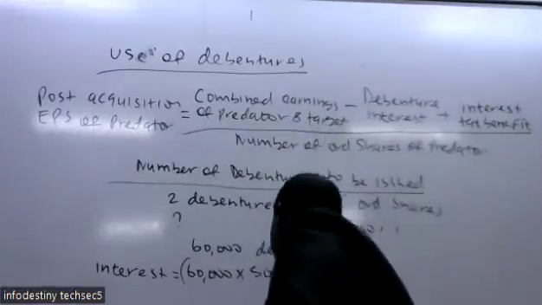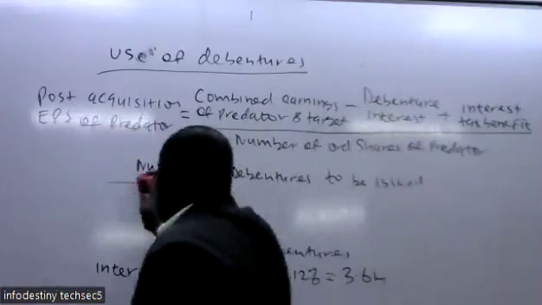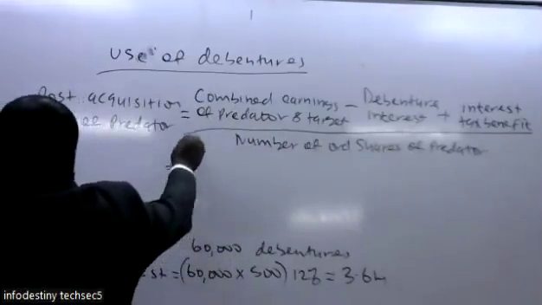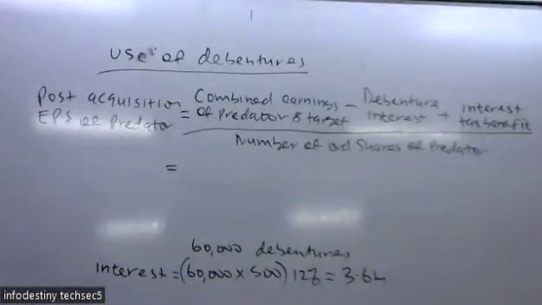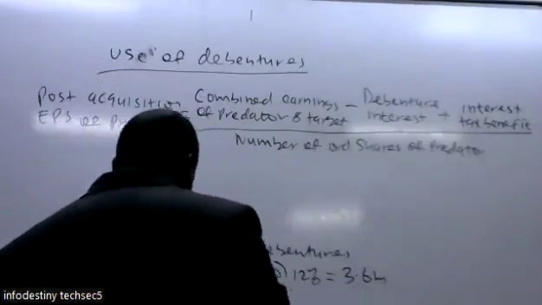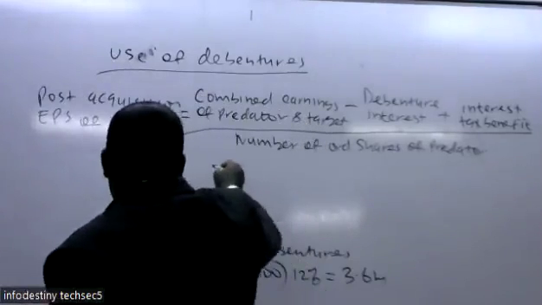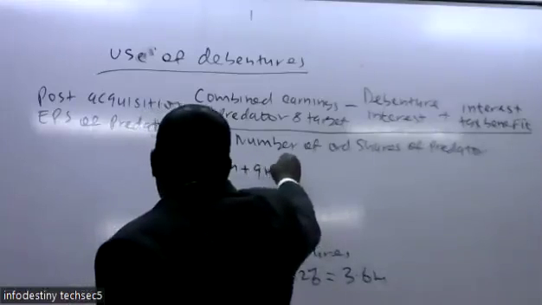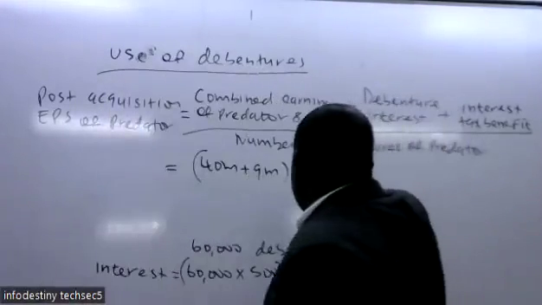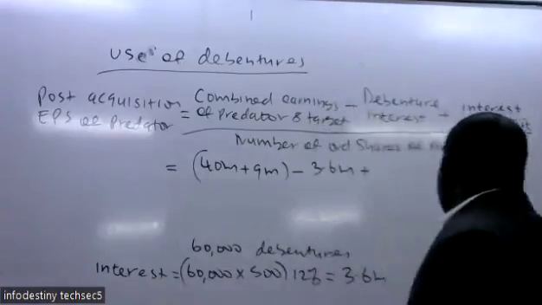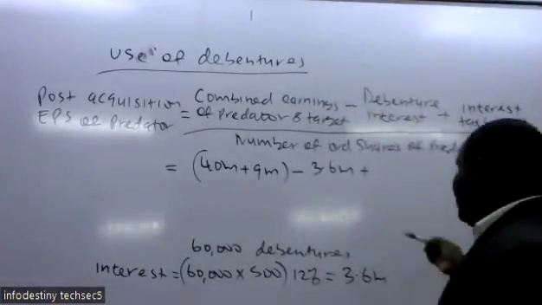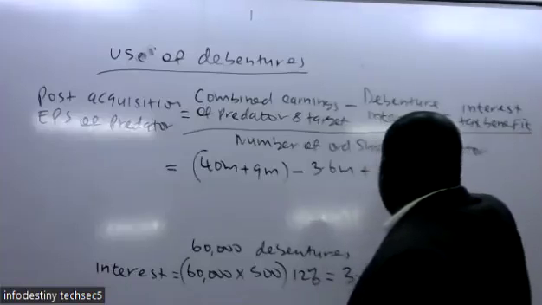So now we go back to the combined earnings of the predator and the target. They were basically the net incomes which had been given. The net income was 40 million plus 9 million. Then you minus the debenture interest, which is 3.6 million. Then the interest tax benefit, you simply take the interest, which is 3.6 million, multiplied by the tax rate.